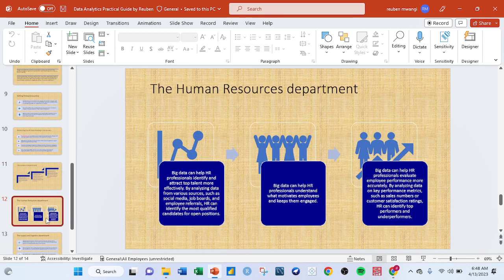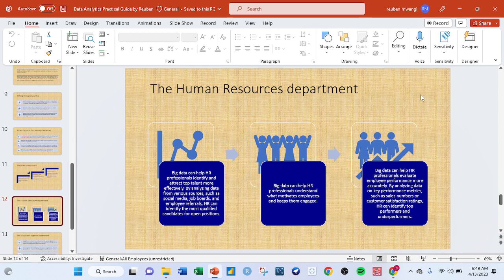So we are talking of the other department, which is human resource management. I also talked about this at the beginning when we talked of hiring processes, how things are now becoming easier when it comes to hiring. So big data can help HR professionals identify and attract top talents more effectively, by analyzing data from various sources such as social media, job boards, and employee referrals. HR can identify the most qualified candidate for certain positions.